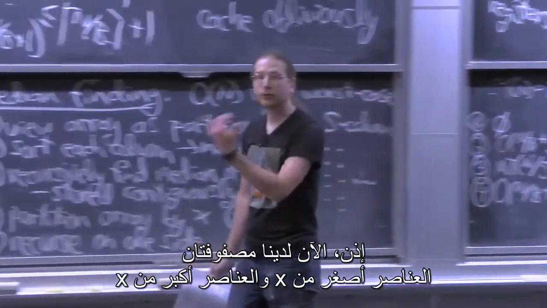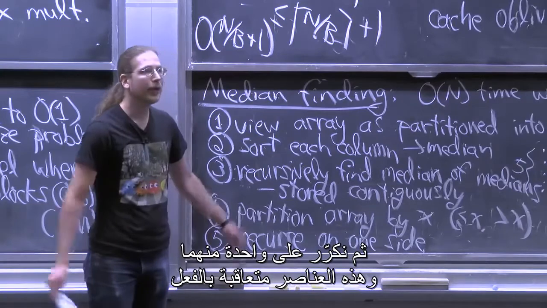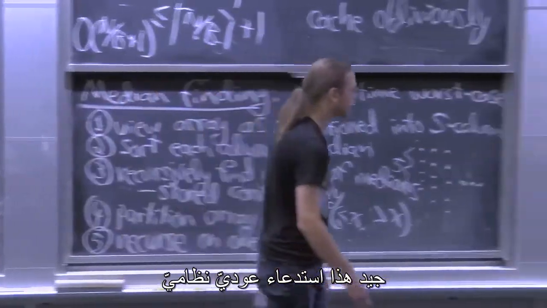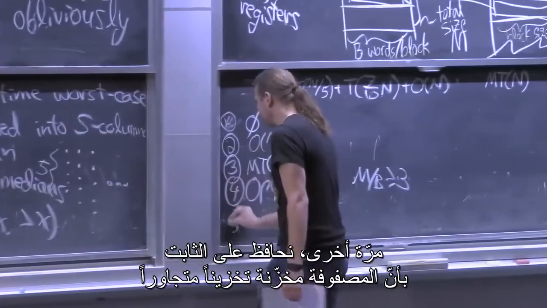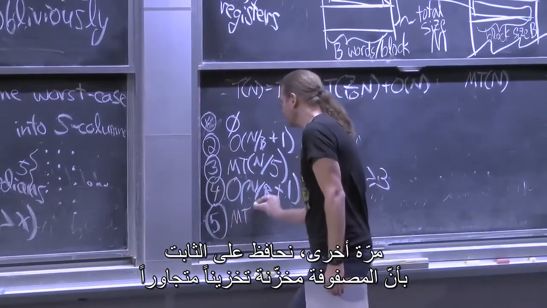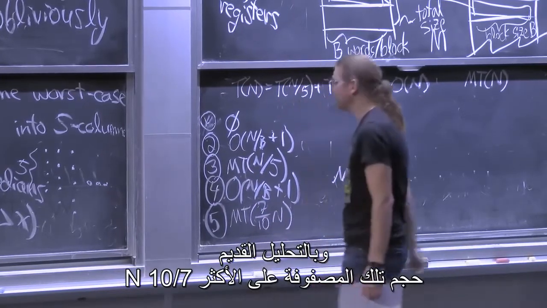Okay, so now we have two arrays, the elements less than x, the elements greater than x. Then we recurse on one of them. And those elements are consecutive already. So good, this is a regular recursive call. Again, we're maintaining the invariant that the array is stored contiguously. And by the old analysis, that array is size at most 7/10 n.